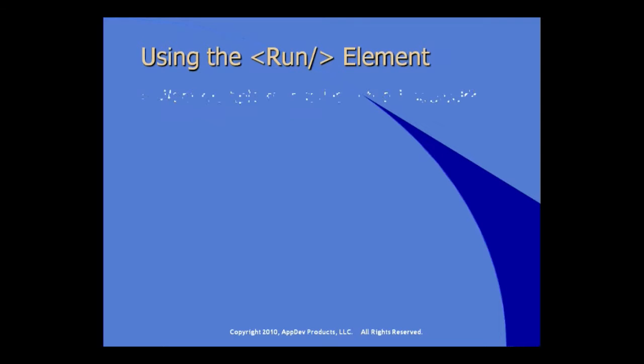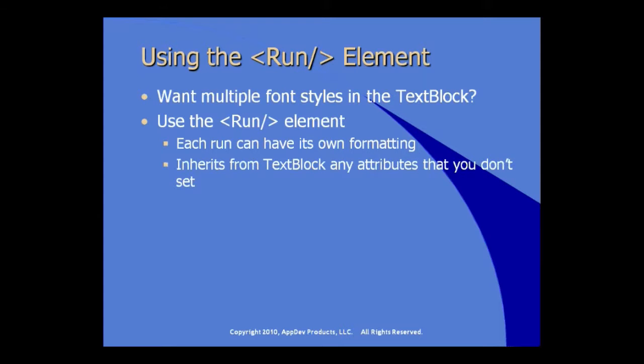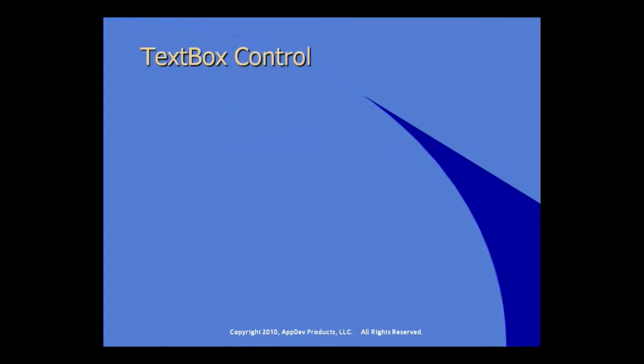You can also use the run element to input multiple font styles in the text block, because otherwise you only get the one font property. The run element can have its own formatting. Each run element will have its own set of attributes defining its formatting, and inherits from the text block any attributes that you don't set. So if you don't set a font size, for example, on the run element, it will use the font size that was set in the text block that is its parent.